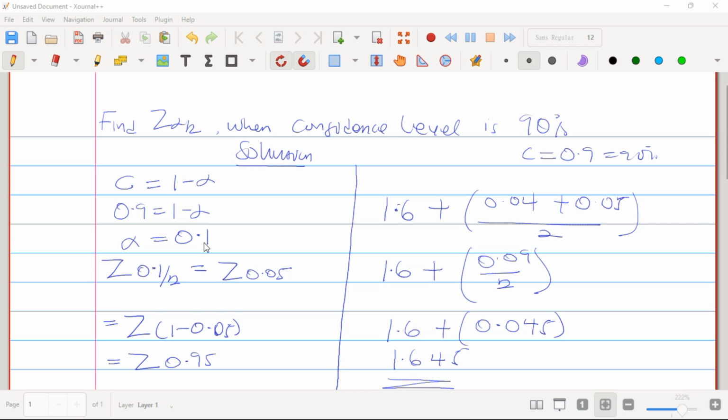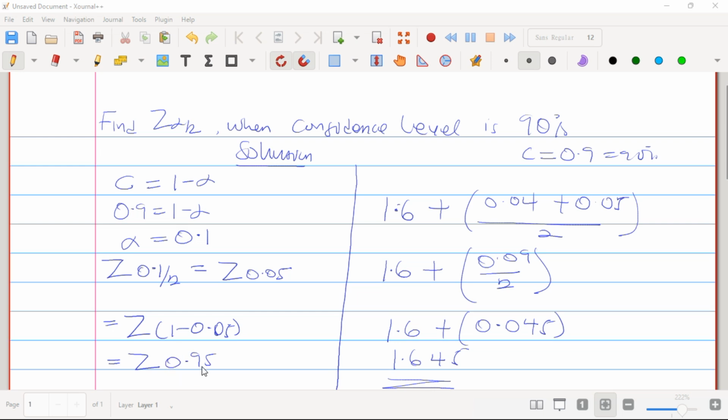So we just substitute alpha to where we see the alpha there. So here will be z-subscript 0.1 divided by 2. When you divide that, you are going to get z-subscript 0.05. But this one is the probability to what? To the left side. We want the probability to the right side. That's a positive table, right? So here we are just going to subtract 0.05 from 1, right? Once you subtract 0.05 from 1, we are going to get z-subscript 0.95.